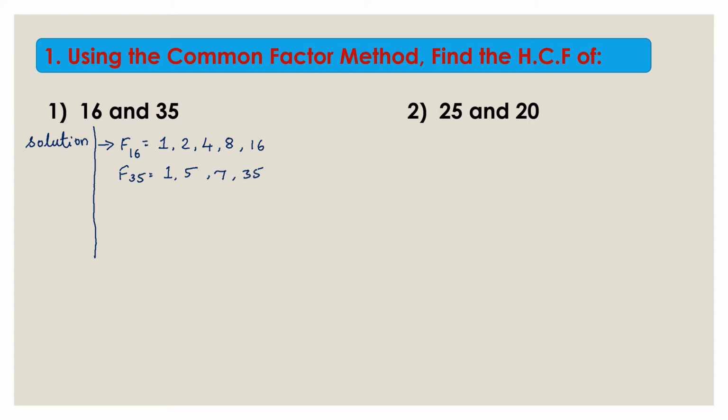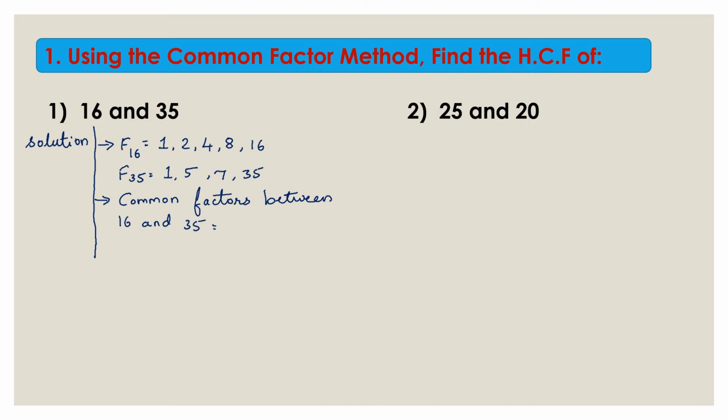So after finding the factors, our second step is finding the common factors. Common factors between which numbers do you need to find? That is 16 and 35. So what are the numbers which are common in 16 and 35? Let's circle them and write the common factors.